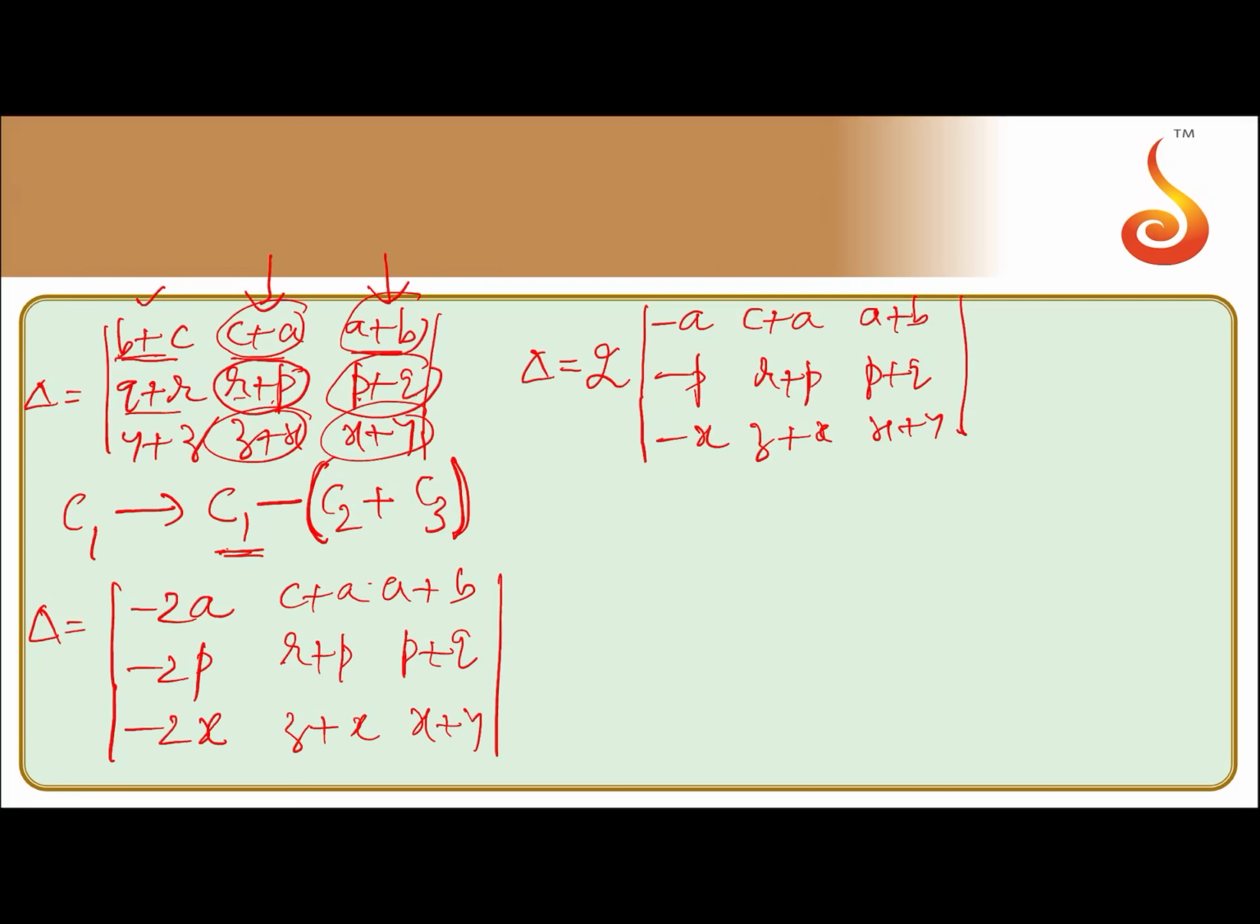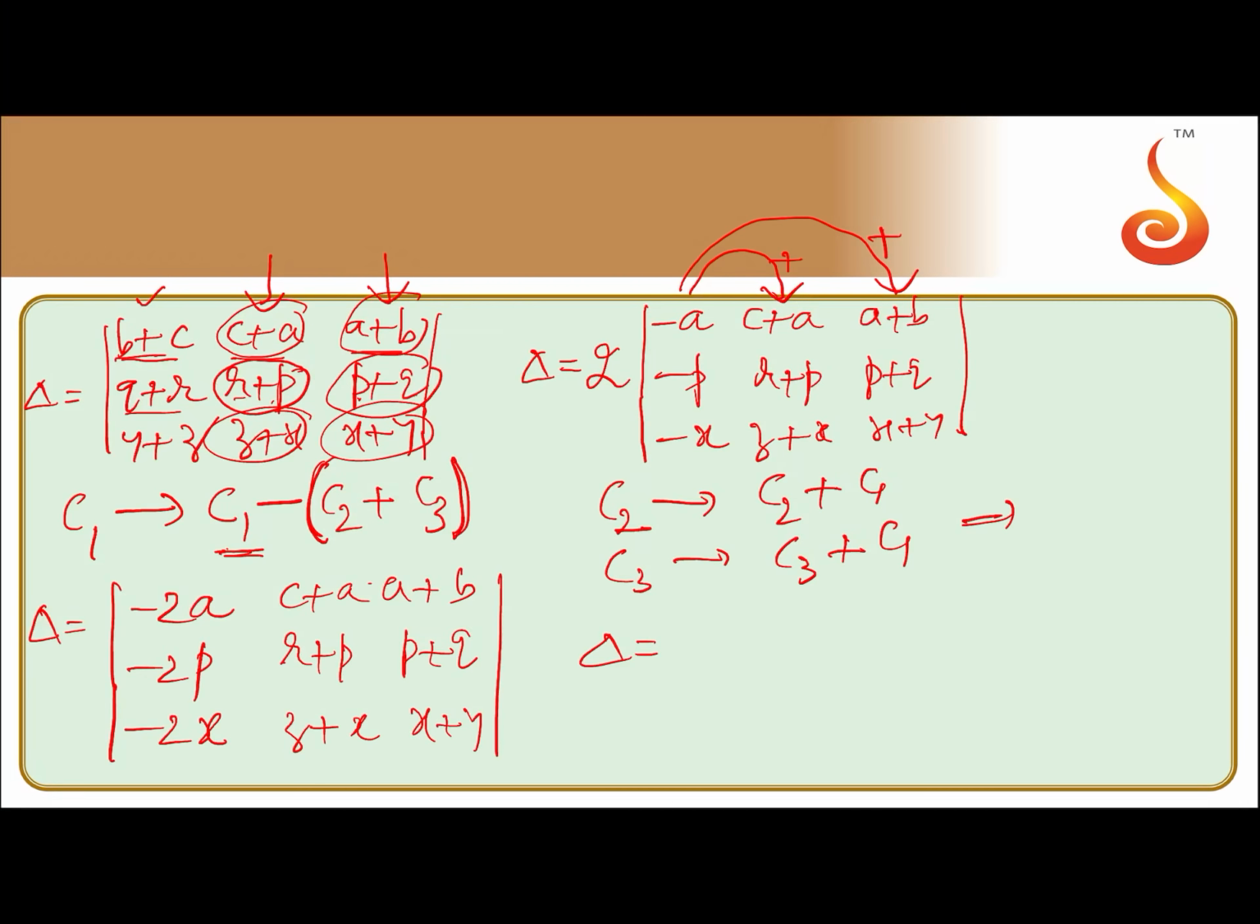Now I hope it's very simple to prove it. By adding this one to the second column, A gets cancelled, P cancelled and X cancelled. In the same way, by adding this to this one, A gets cancelled, APX gets cancelled, and it simplifies the problem very easily. So I apply the property by changing C2 and C3. The columns will be changed by applying C2 plus C1 and C3 plus C1.